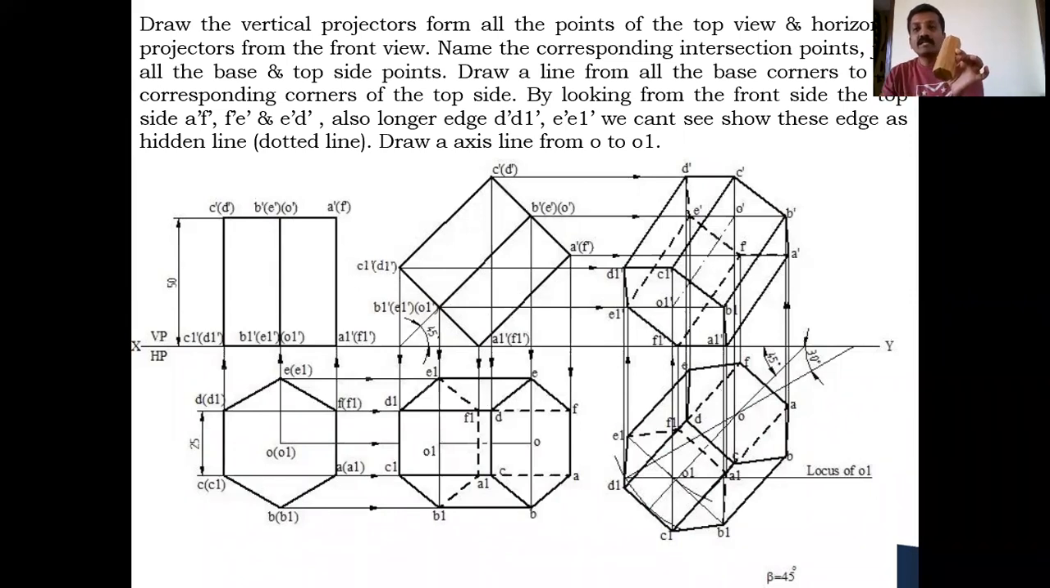Similarly, when you tilt it like this, the complete base you can see, top, here 1 2 3, 1 2 3 you can see, you cannot see the other three here. And coming to the longer edges, 1 2 3 4 you can see, you cannot see these two. So like this, you have to analyze and you have to complete it. So this completes our hexagonal prism.